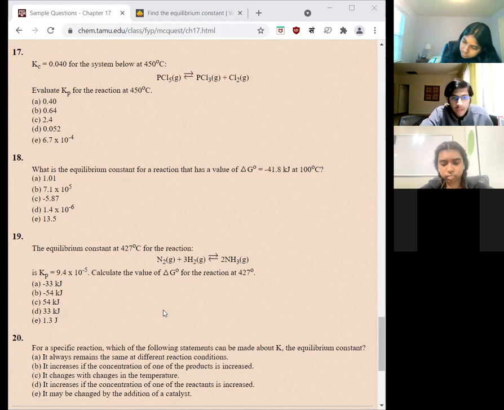Well, we know we can rule out B and D for sure, right? Because that doesn't change the constant, it just changes the concentrations themselves. E, I don't know, but let's see. Temperature will affect. No, it doesn't change anything. He said that too.